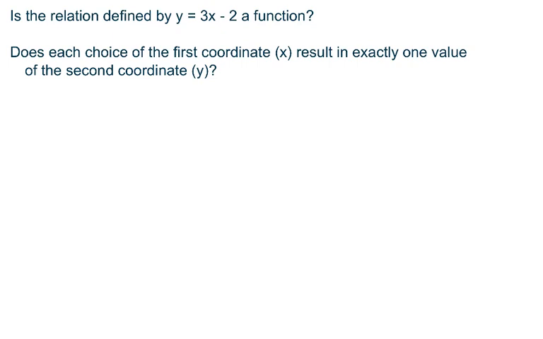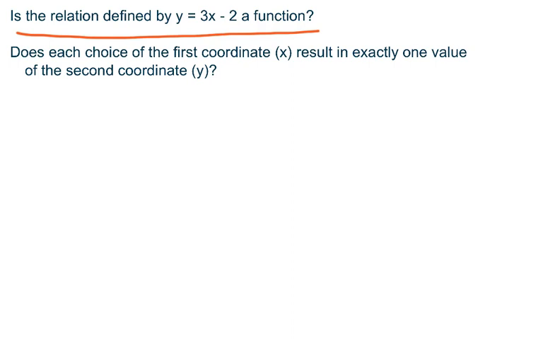So pretend you don't see the graph anymore, you've forgotten what it is, and you want to ask yourself again the question, is the relation defined by y equals 3x minus 2 a function? This is where the alternate definition comes in and where you have to use your imagination. A relation is a function when each choice of the first coordinate results in exactly one value of the second coordinate. Let's ask ourselves that question.